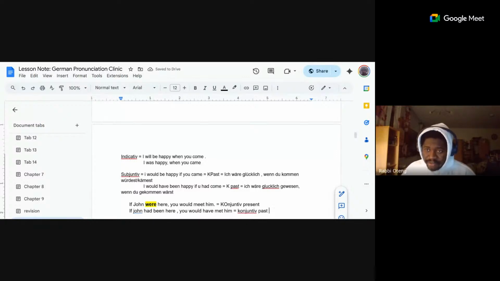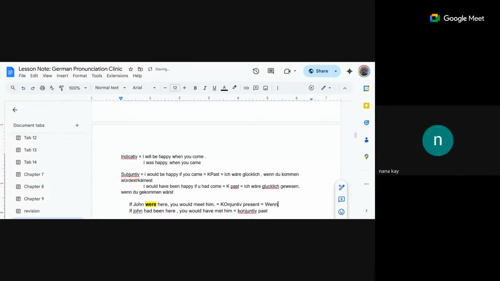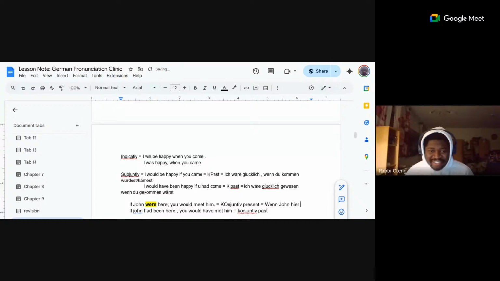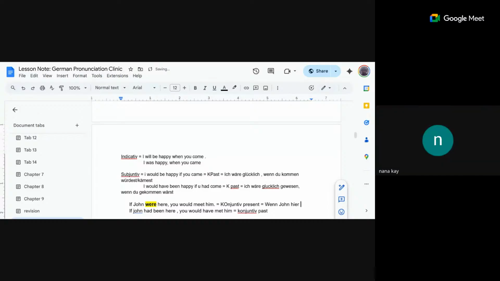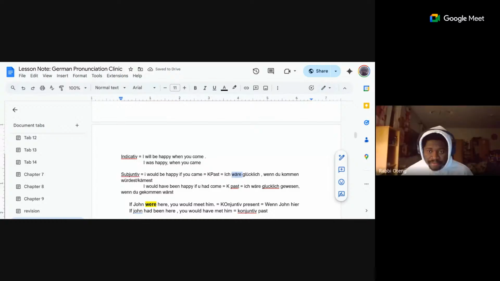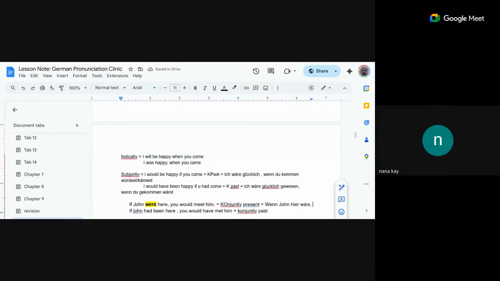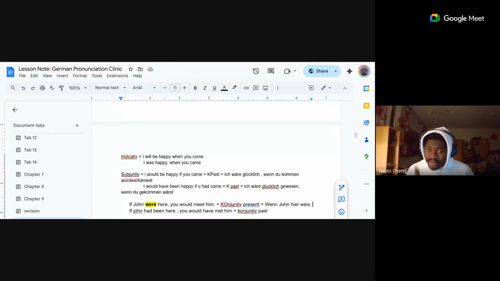Okay, klar. So this one in German will be the present. When John was there, you would meet him. When we start the sentence with the conditional, the main clause starts with the verb.